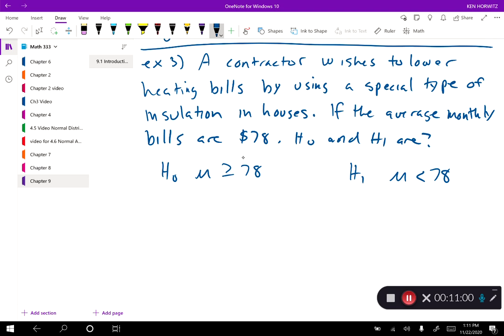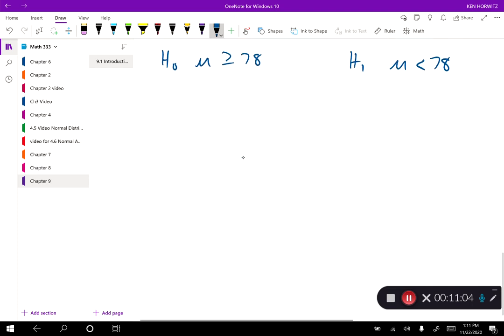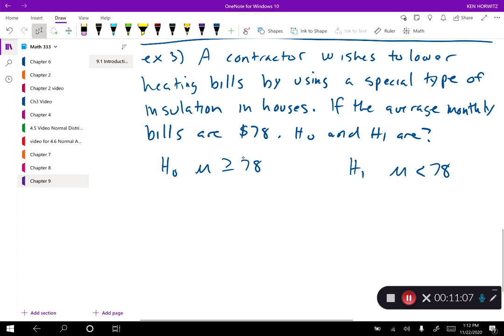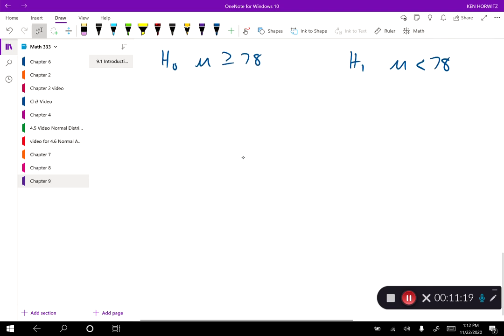All right. So now we've talked about the null and alternative hypotheses, but we also notice in these there is kind of written in a claim. For example, the contractor is using the special insulation to lower heating bills. So that would be kind of like his claim. Let's take a look at a few other statements and see if we can identify what the claim is.